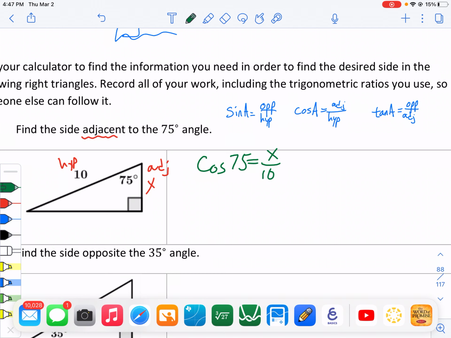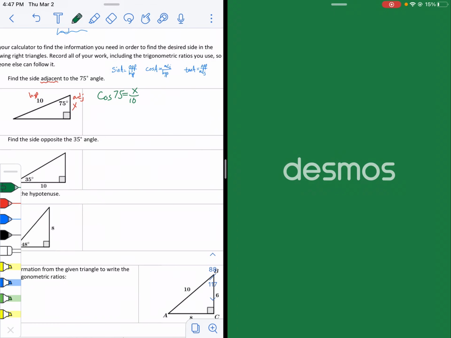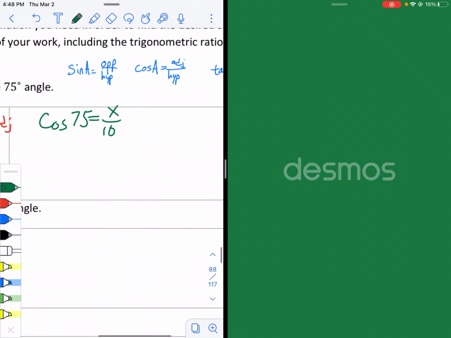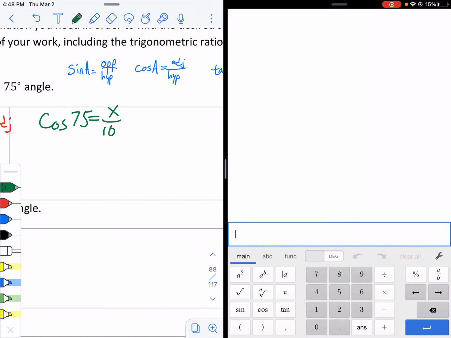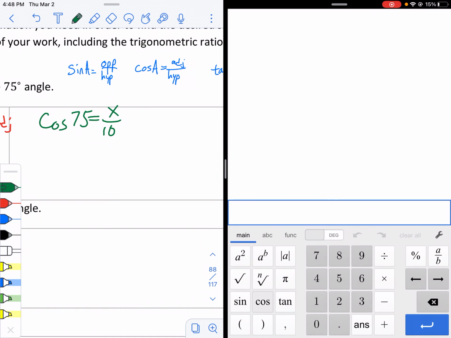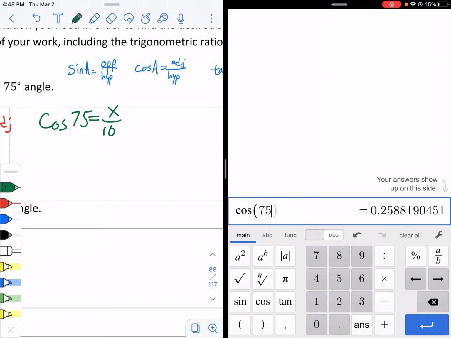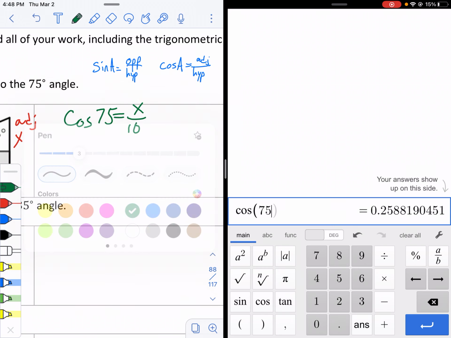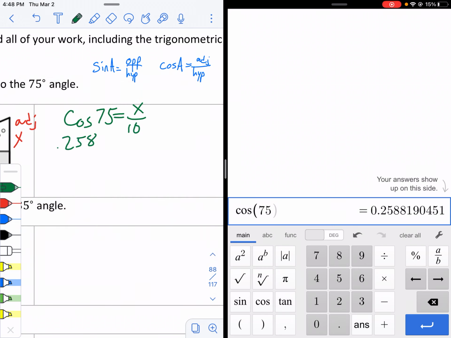And then we can go to our calculator here, and we'll pull out our calculator, and we can find out for ourselves, well, what is the cosine of 75? And so let's find the cosine of 75, and there it is. And we want to write this down to 4 digits, 0.2588 equals x over 10. And then we ask ourselves, how do we solve this equation? Well, we want to get that 10 out of there, so we multiply both sides by 10.